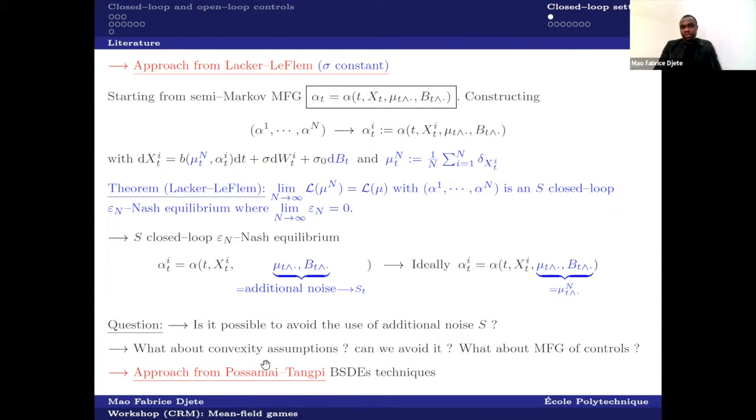Also, there is an approach from Possamaï and Tangpi using BSDE techniques, but here I'm not going to really use this kind of approach. So in the rest of the talk, I'm going to try to show you how we can actually replace, if I can put it that way, mu and b here by the empirical distribution. To do that, you need, in some sense, some approximation of this type of infinite-player game solution.